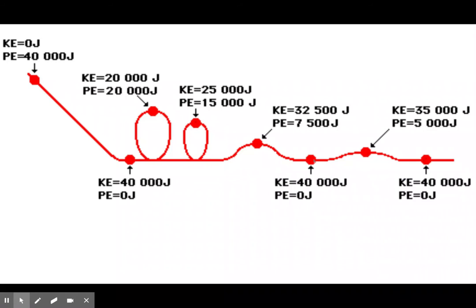The lowest point, the PE equals 0, so the KE is 40,000. The highest point, the KE is 0, so the PE is 40,000. But all the way throughout, between the highest and the lowest, those two will add together to give me 40,000. And you're going to be able to use this on a lot of the problems throughout.